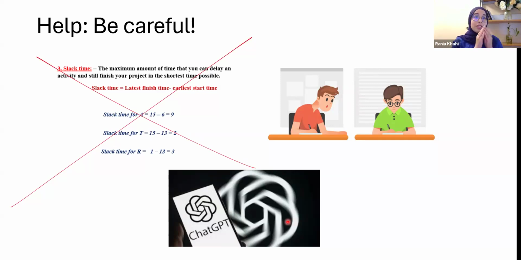So even though you can use ChatGPT, for example, or any other generative AI, you need to make sure that you know the steps. If you just copy something and it's completely wrong, you are losing points. I don't want this to happen.